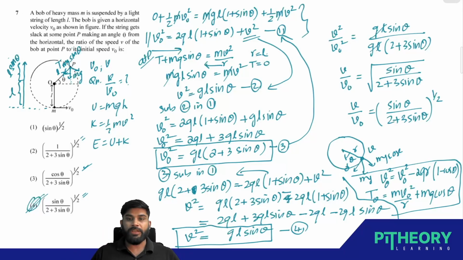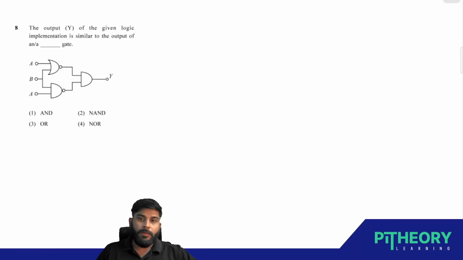All right, let's go for the next question now. Right, so here is the next question, the eighth one. The output Y of the logic implementation is similar to the output of which gate? So what is the equivalent circuit is what we need to see, correct? Is it an AND gate, OR gate, NAND gate, NOR gate? I know you will be knowing the fundamentals of these things.